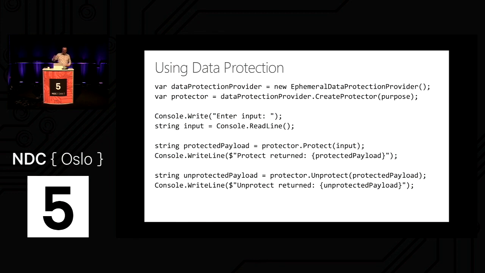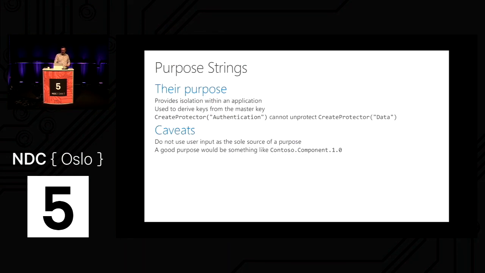So here's how you call it manually, and it's all very exciting. We have purpose strings, so if you are going to call this manually, you should have a purpose. So some purpose of, say, authentication cannot protect any data that's being protected with a purpose of data. It's quite nice. Don't use user input for that, because that would be silly. And we recommend that you just do a full namespace with a version as part of your purposes. So when you update your classes, you can change the purpose, and you've still got that isolation, and things will not go badly wrong.